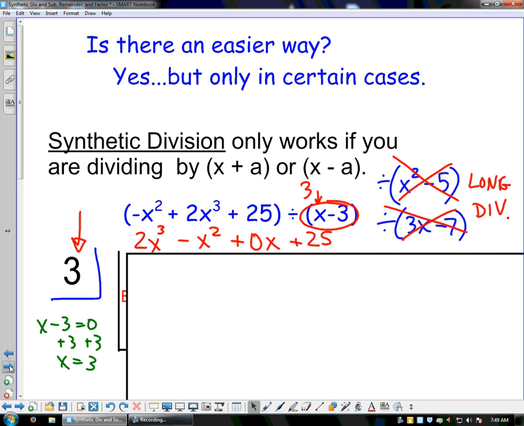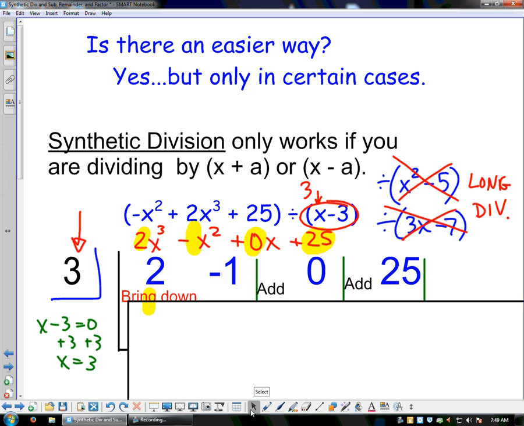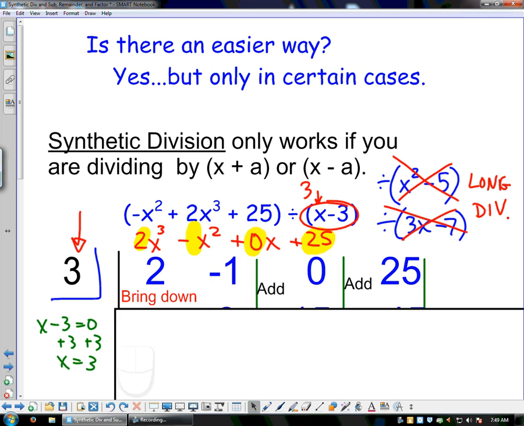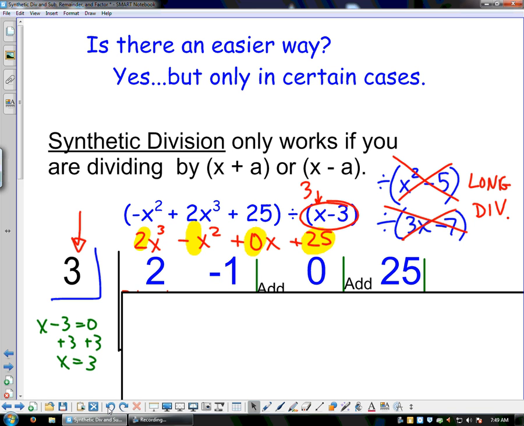Okay, so I'm going to take the coefficients in front of each of these, and I'm going to bring them down. So I'll have a 2, a negative 1, a 0, and a 25. That's my first step here. So there's the 2, there's the negative 1, because this is really a negative 1 right here, 0, and 25.